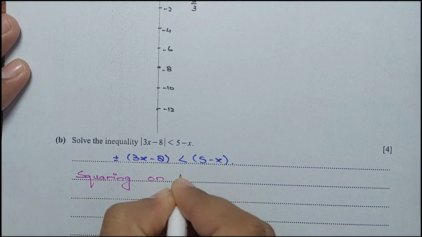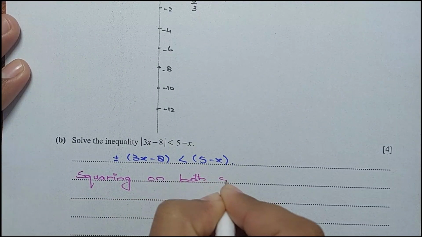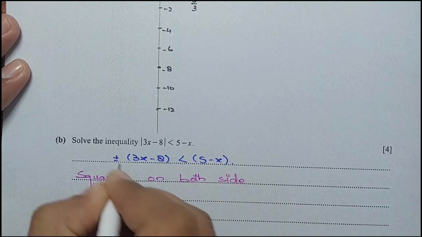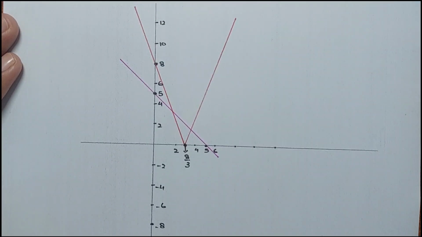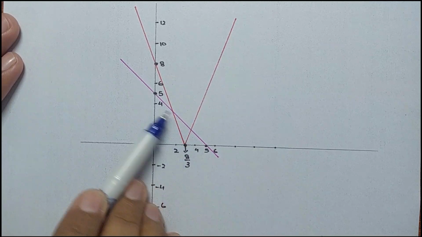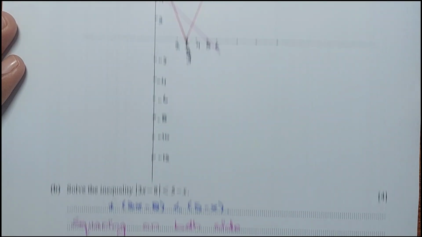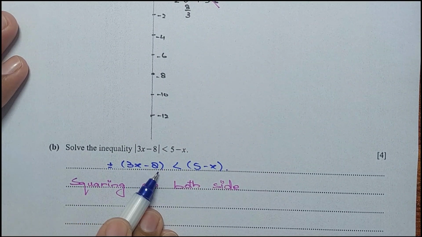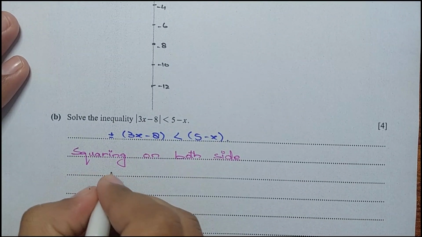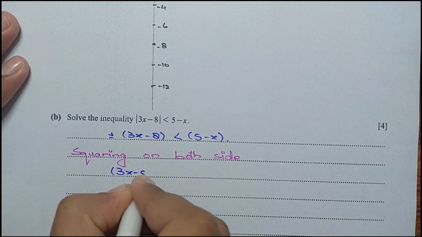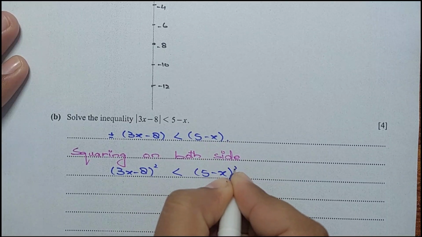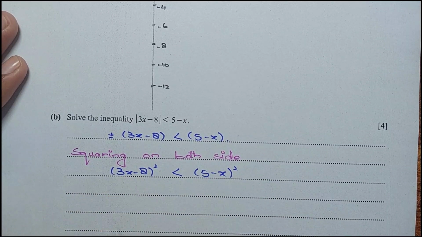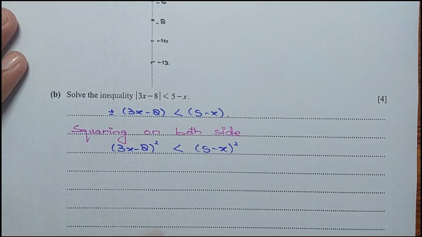Squaring on both sides, because the square of plus is plus, and the square of minus is also plus. As you see, they have 2 points of intersection, so we are considering both the positive function and the negative function. So for squaring, we have (3x - 8) whole square is less than (5 - x) whole square. (a - b) whole square is a square minus 2ab plus b square.